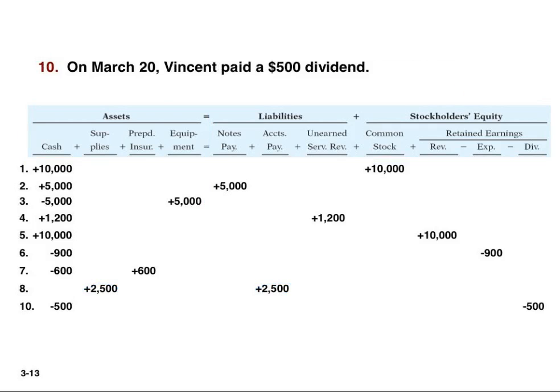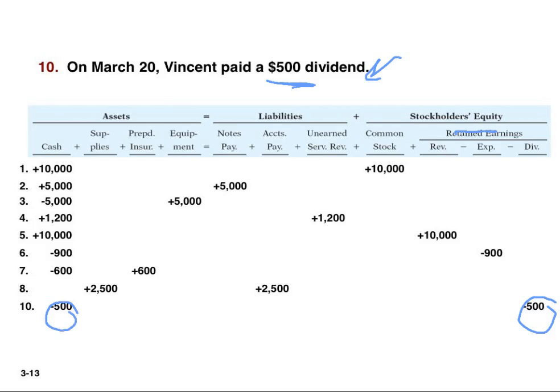Plus on the left, plus on the right. Now on the 10th, Vincent pays a $500 dividend. A dividend is a repayment to the shareholders of the earnings the company has made. And so it will reduce shareholders' equity because I am paying back the shareholders, and I pay them with cash, so my cash decreases. Again, negative left, negative right.